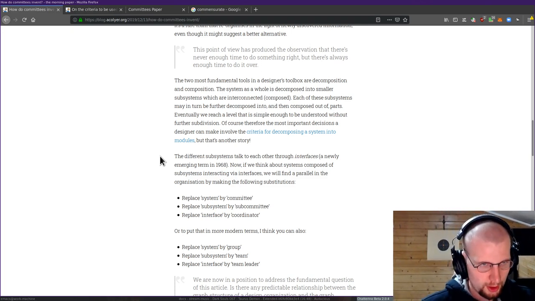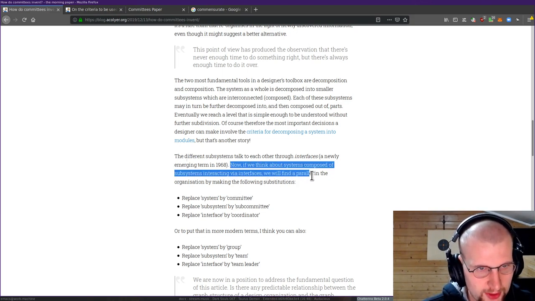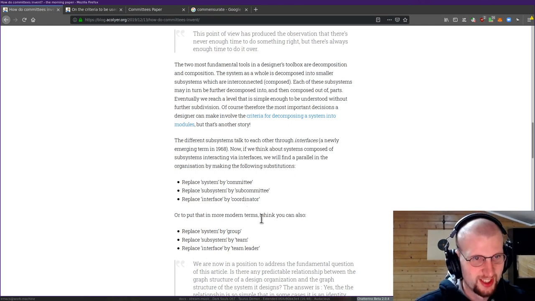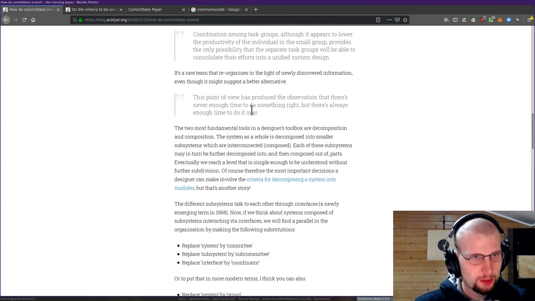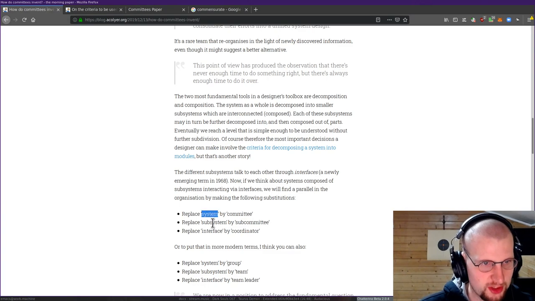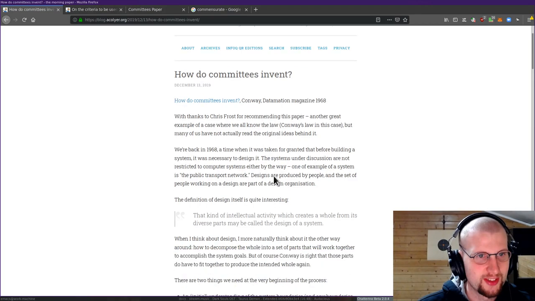The different subsystems talk to each other through interfaces, a newly emerging term in 1968. Now if we think about systems composed of subsystems interfacing via interfaces, we'll find a parallel in the organization by making the following substitutions. Replace system by committee, replace subsystem by subcommittee, replace interface by coordinator. Wait, what? Right, so the paper used to talk about committees, subcommittees and coordinators, and if we talk about software, we can talk about a system, a subsystem, and an interface. How do committees invent? How do systems invent?